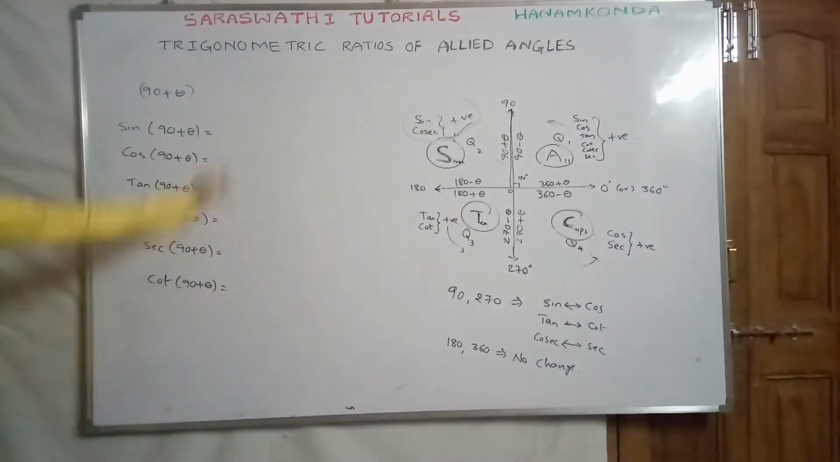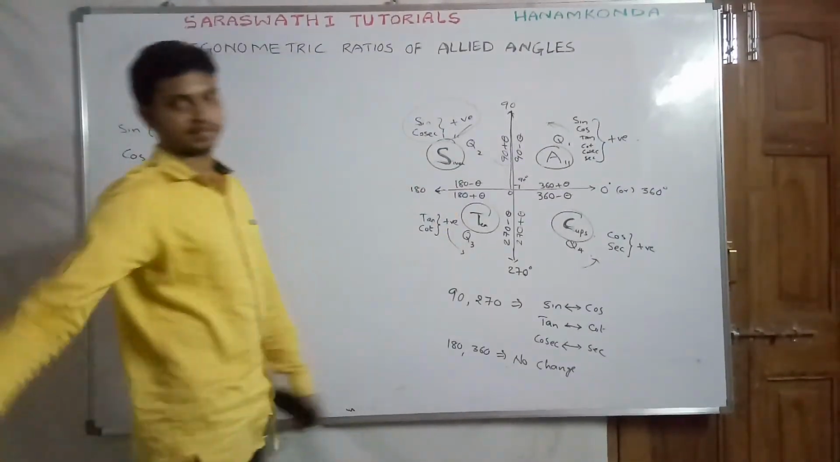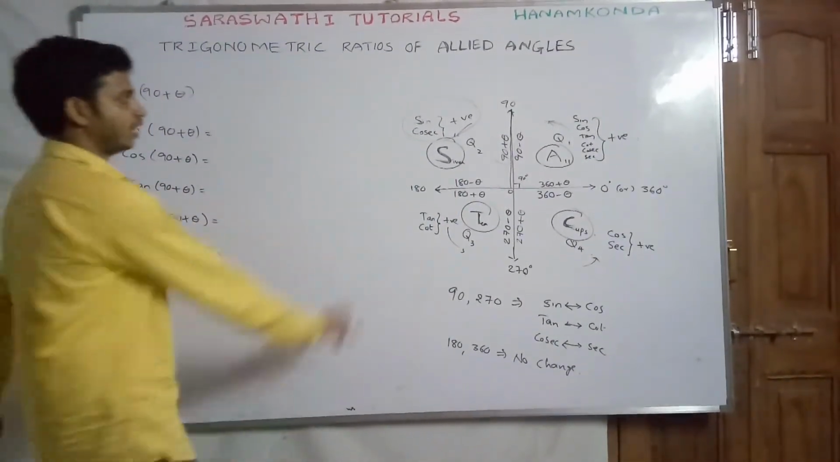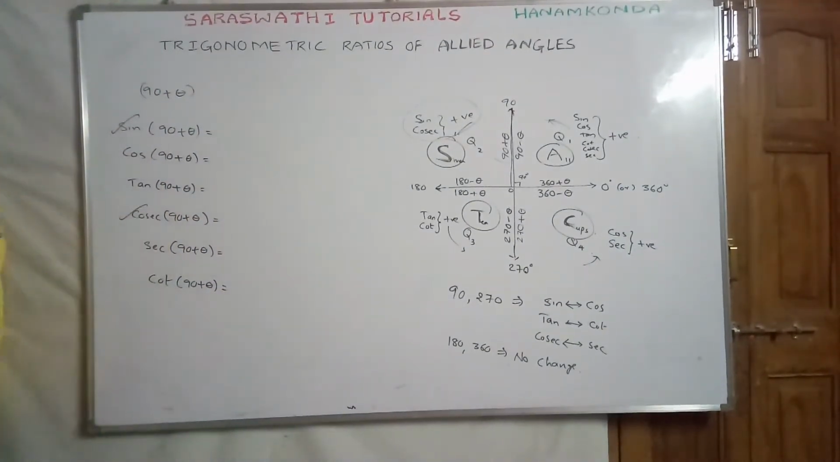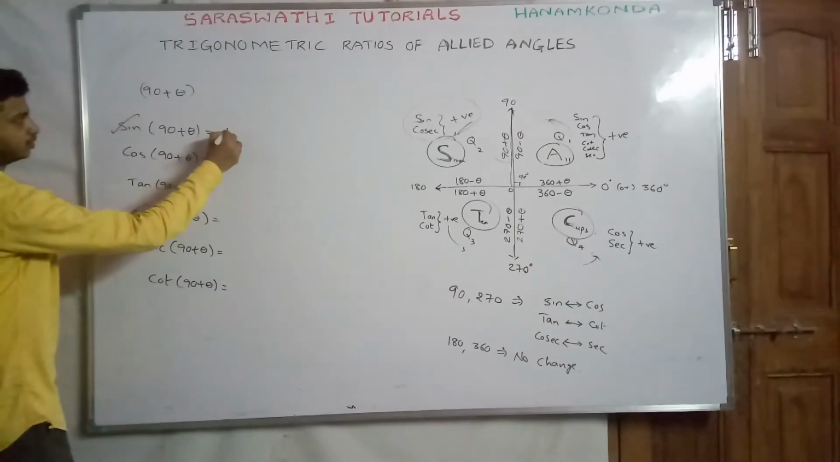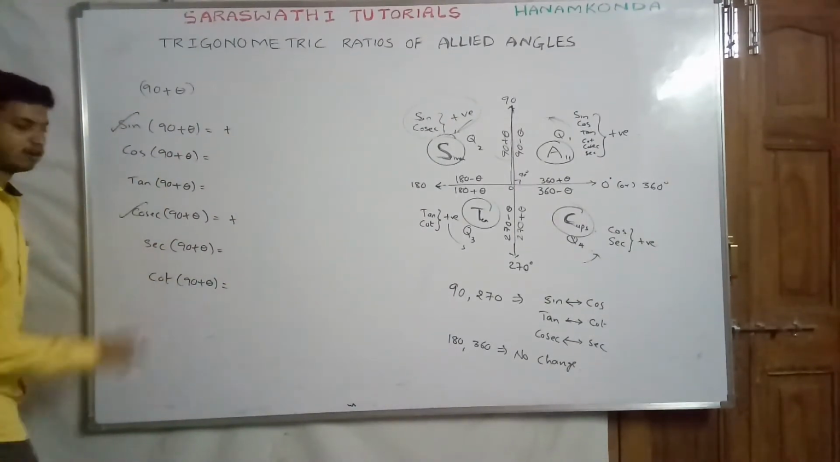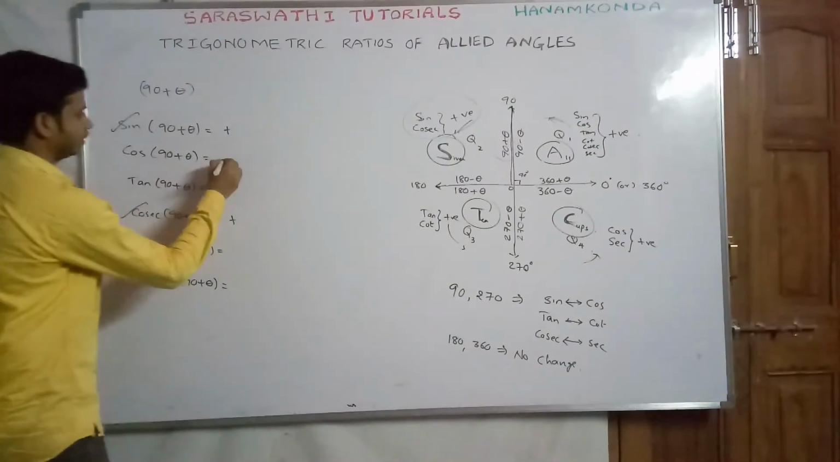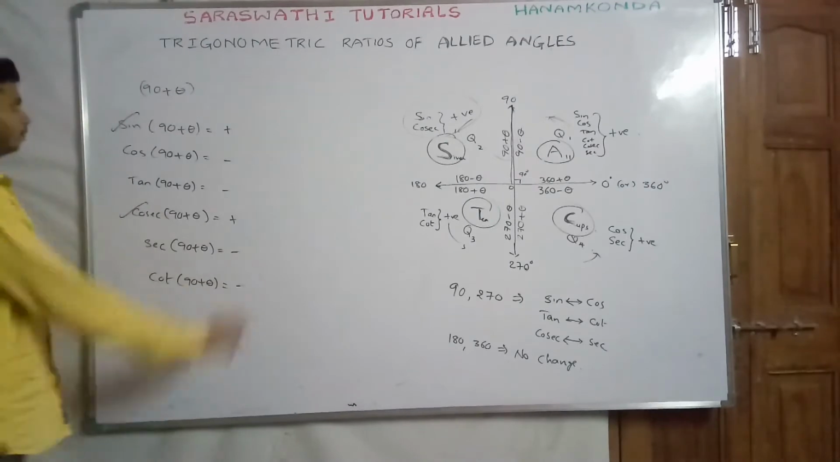Now 90 plus theta is in the second quadrant here. In the second quadrant only sine and its reciprocal cosec are positive, and the remaining cos, tan, sec, cot are all negative. Okay, so write the negative symbol here.